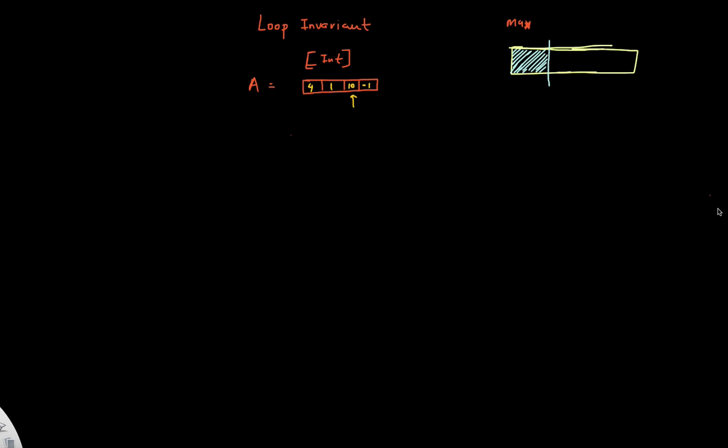Okay, so let's be a little more specific now. Let's call the start of the portion of the list that hasn't been traversed yet I. So I is just the start of the portion of the list that hasn't yet been looked at. In other words, everything from 0 to I minus 1 has been looked at, and max is the max of that list from 0 to I minus 1.